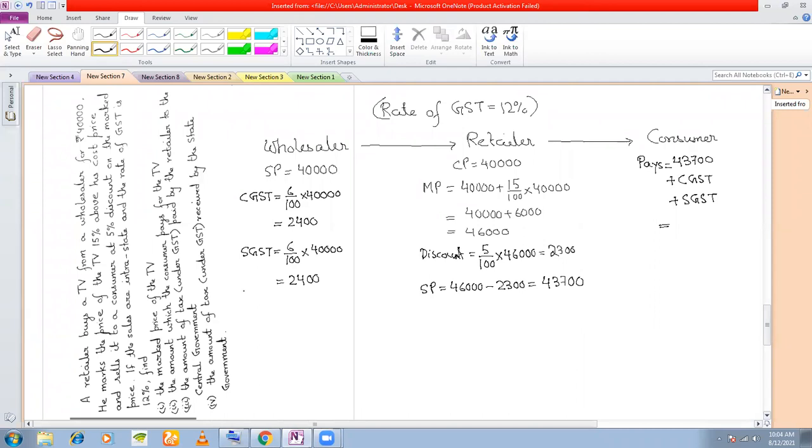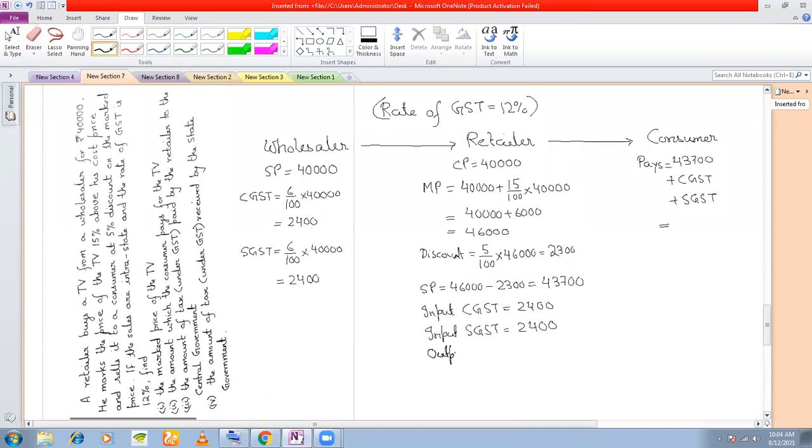Now we know the retailer is buying from the wholesaler. So what is input CGST? Input CGST of the retailer is equal to this amount he is paying to the wholesaler as tax. So this is 2,400. Input SGST for the retailer is this one. So inputs we have got. Now we calculate the outputs.